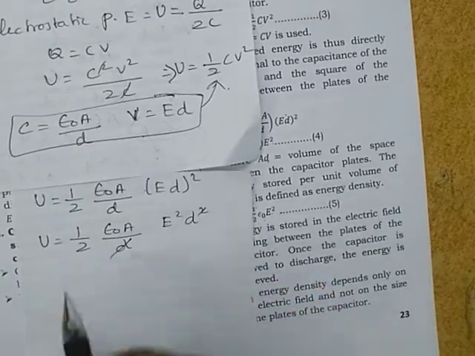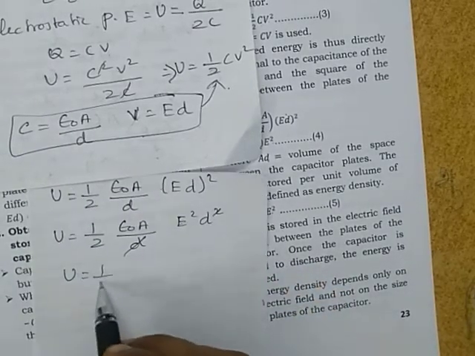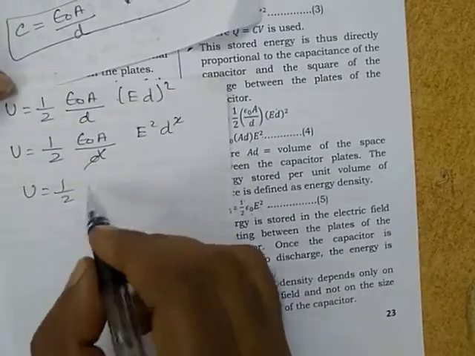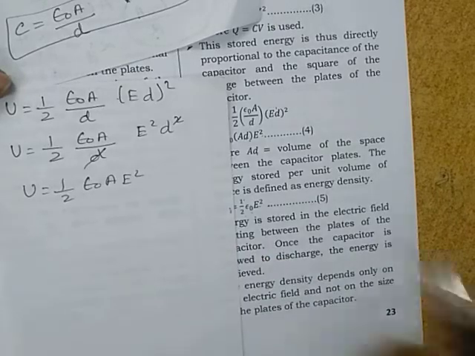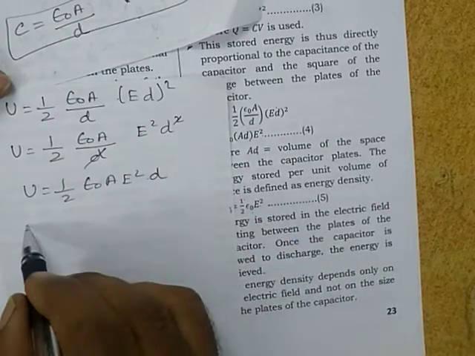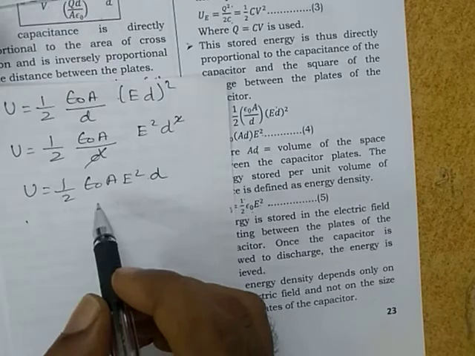One D cancels, then U is equal to half epsilon naught A E square D. This is the energy stored in the parallel plate capacitor.